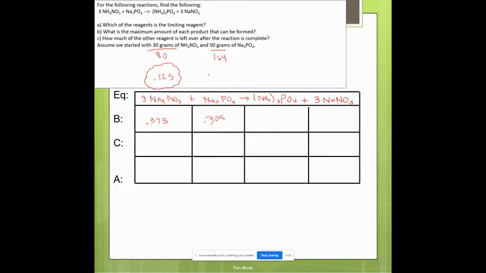It's gone. Then we're going to multiply throughout everything. So this gets multiplied by 1, so that's 0.125. So we're going to use up 0.125 moles of that. We're going to use up 0.375 moles of this. Over here, we didn't start with either of these. This one, we're going to take this, multiply by 1, which is 0.125. So we're going to form 0.125 moles. And then over here, we're going to multiply by 3, which means that we're going to produce 0.375 moles of our sodium nitrate.